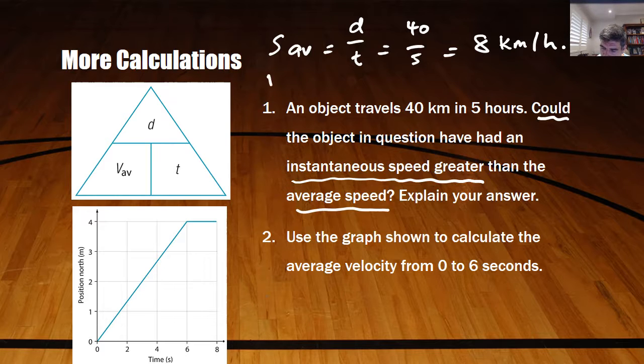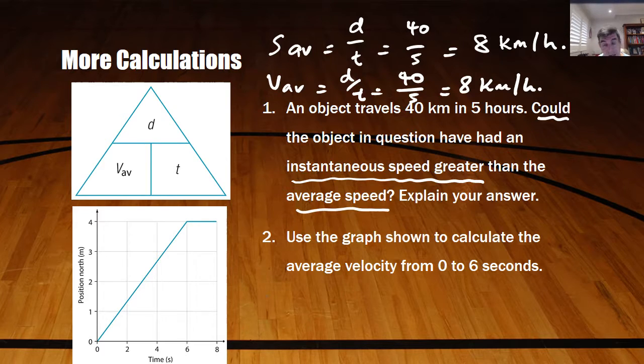Notice in this case, its average velocity is going to be exactly the same. We have no direction here. All we are told is how far it's gone and how long it took for that journey. So it is still going to be 8 kilometers per hour. We just don't have a direction. And if you don't have one, then you can't calculate it. So you just leave it in this term.